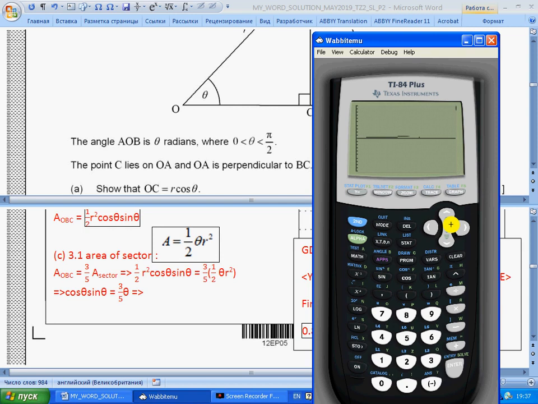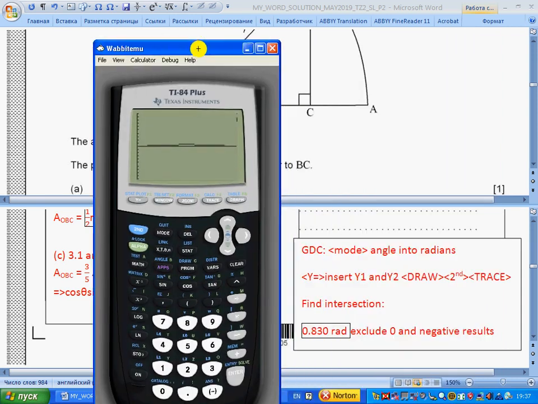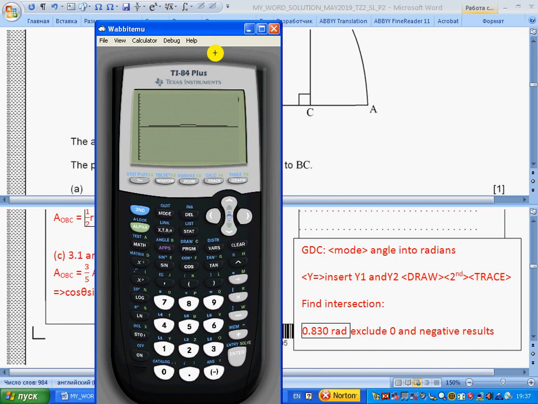This is the first graph. So we are doing this part. So we press y equals, then insert one function, insert two function, draws. Okay, draw.